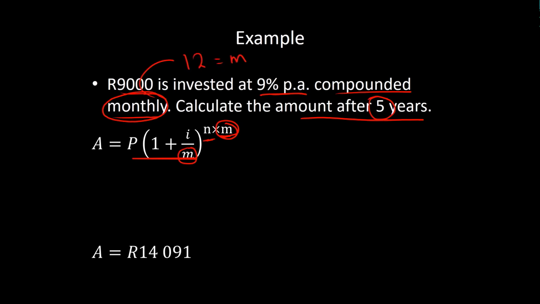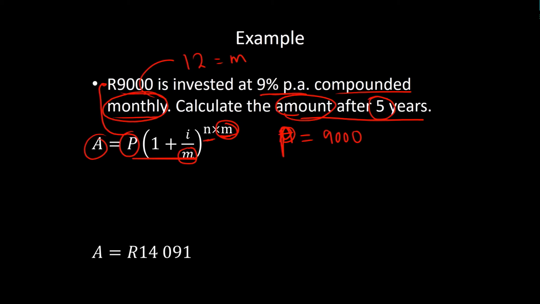What I like to do when I'm faced with a question like this is write down the values that I've been given. I've been given P. We are asked to find A. So P is the initial amount that we invest. I've been given that P is 9,000. And of course, we're looking for the amount, which is the accumulated amount at the end of 5 years.